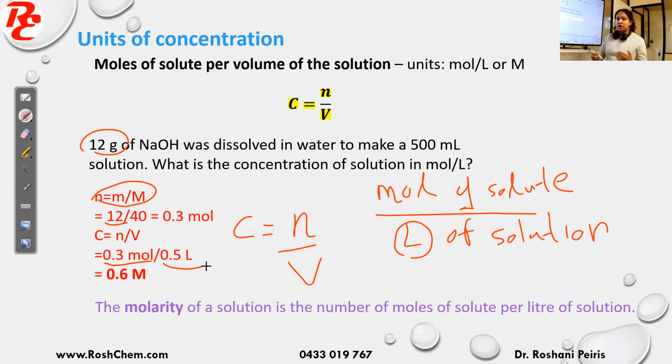So moles divided by liters means moles per liter, or else I can say it's molar. So moles per liter is the same as molar, which is also called the molarity. So you can see here, the molarity of a solution is the number of moles of solute per liter of solution. So molarity is the same as moles per liter.